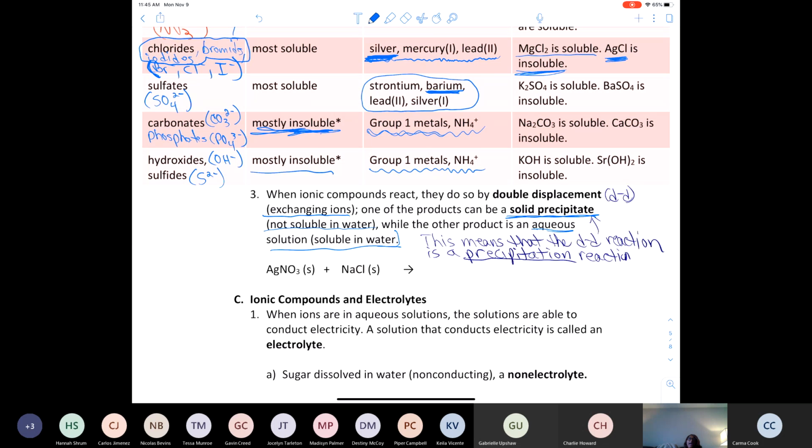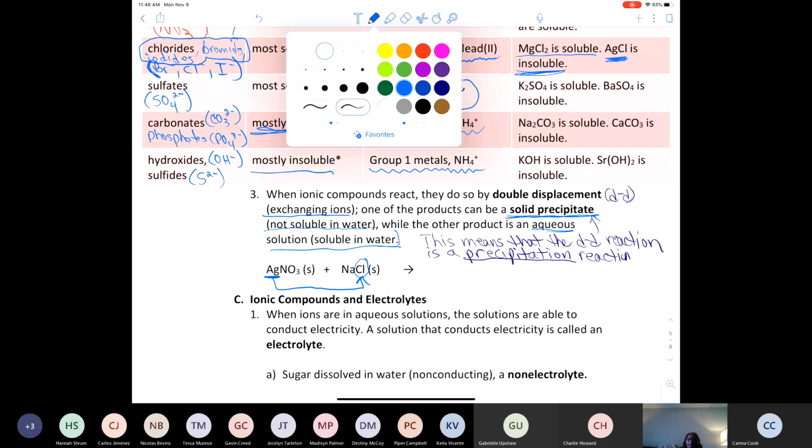So if reacting two ionic compounds together produces a solid precipitate, then that means the double displacement reaction is also categorized as a special type of double displacement reaction called a precipitation reaction. So when silver nitrate reacts with sodium chloride, the ions will exchange. Silver is paired with nitrate, but think of it as it's going to break up with the nitrate and get a new partner. Its new partner is going to be the chloride ion. So it's going to steal sodium's partner.